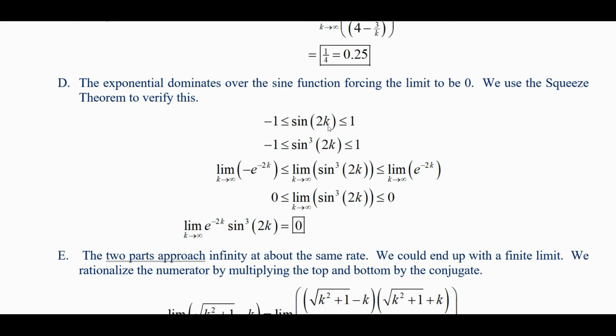Sine of 2k, sine of anything, is going to be between -1 and 1. So when we cube this, you cube all three parts. -1 cubed is -1, 1 cubed is 1. In the middle we get sine cubed, which is still the same relationship there. And then we take the limit of all three pieces. We still have the same inequalities going across, but the ones on both ends are 0. And so the squeeze theorem tells us the limit in the middle must be 0 as well.